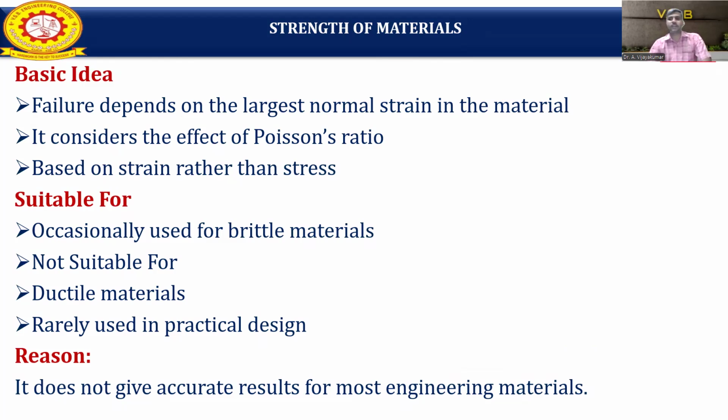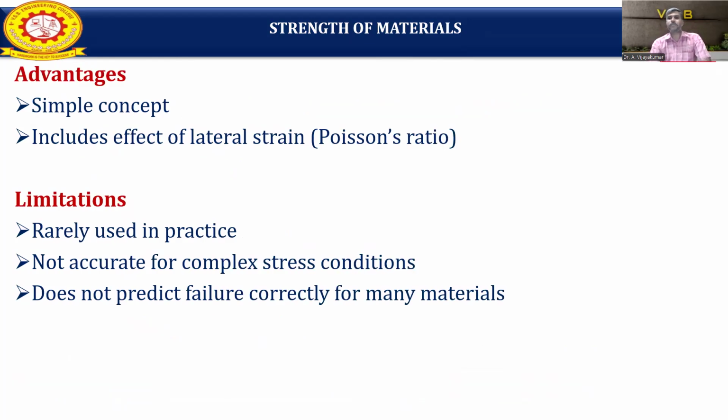So we are not considering this type of theory. The advantage is that it is a simple concept, very easy. It includes the effect of the lateral strain because of the Poisson ratio, because we are considering strain. So this lateral strain and linear strain we are considering, and the Poisson ratio also will change. So the effect of the Poisson ratio should be reflected in this theory.